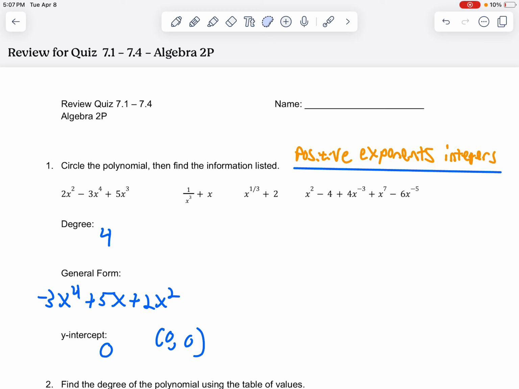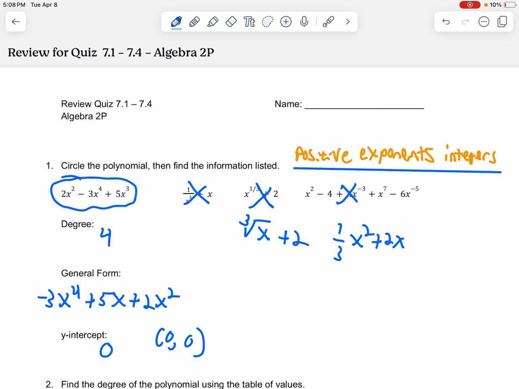So if you see a negative exponent, like in this case right here, it cannot be a polynomial. Or a fraction, x to the 1/3, which can also be written as the cube root of x. So any roots would not be a polynomial. Negative exponent, if the variable's on the bottom, it can't be a polynomial. It has to be on top. You could have 1/3 x squared plus 2x or something, but you cannot have the x on the bottom. All right, so the only one that's left is that one.